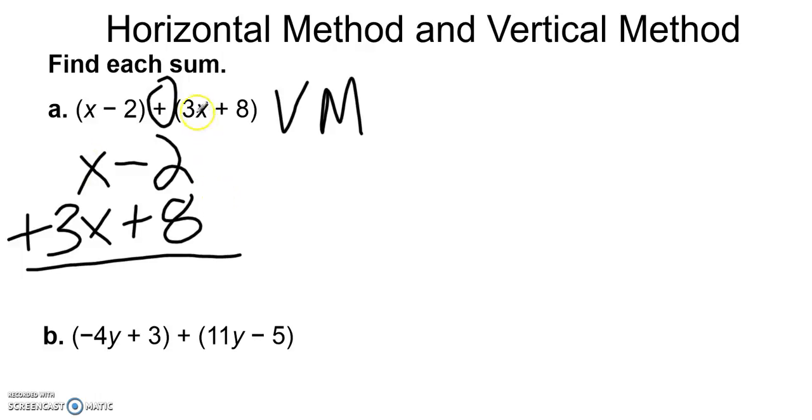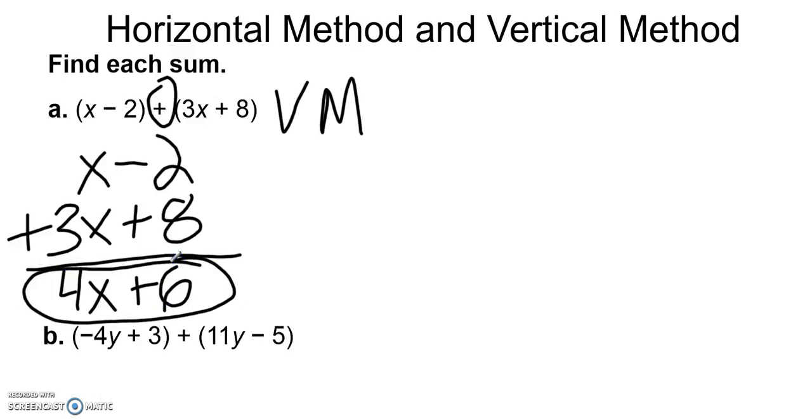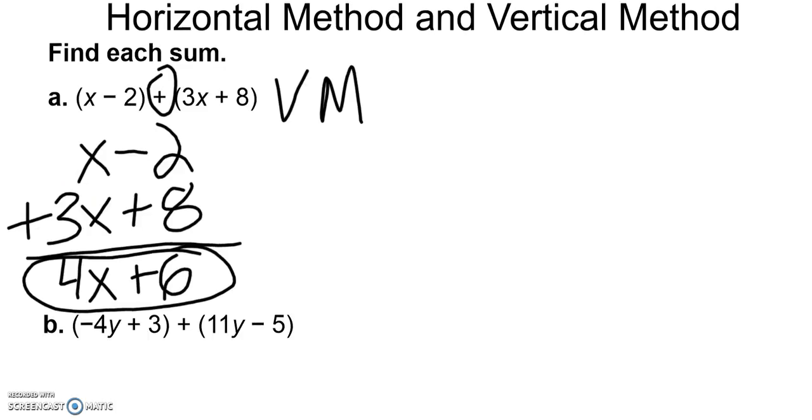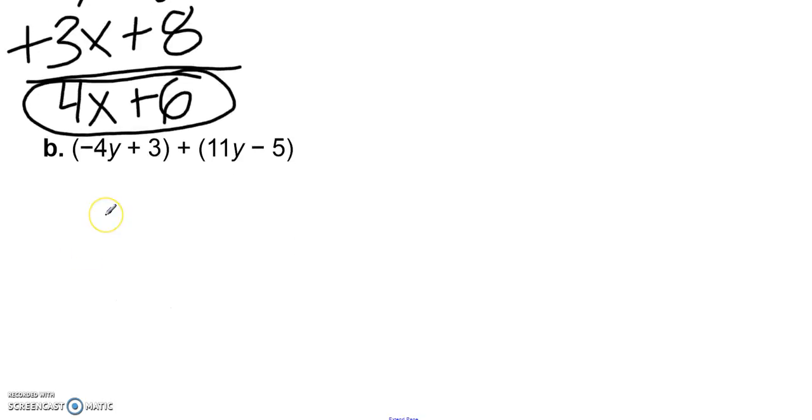If our like terms were not in order, say the 8 was here and the 3x is there, we would want to rewrite it so it would be in order. So 1x plus 3x gives us 4x. And then negative 2 plus 8 gives us plus 6. And then this is our answer. See, not that bad. It sounded way worse when I opened up.